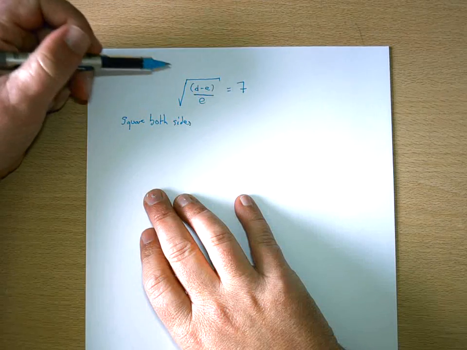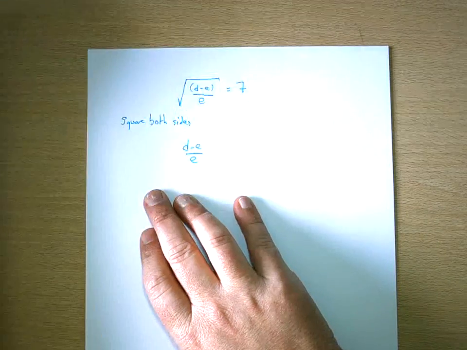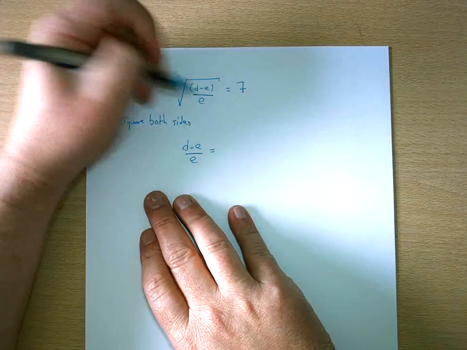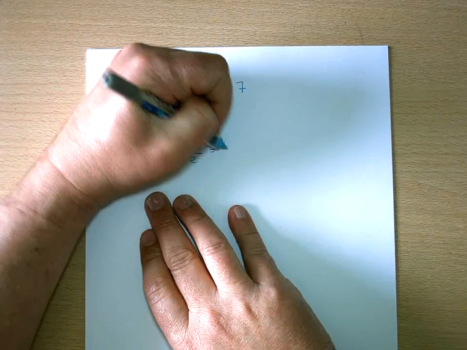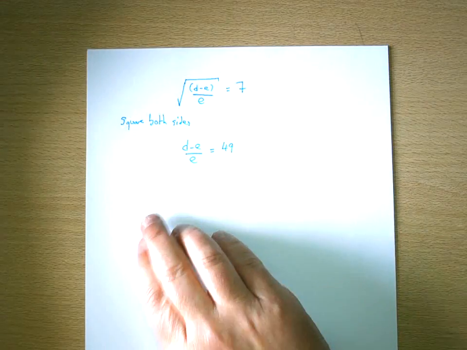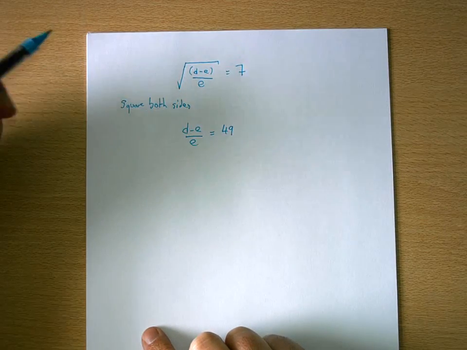So squaring the left hand side means that the square root has gone, and then when you square the opposite side, 7 squared is 7 times 7, which is 49. So that's got rid of the square root part of the problem.